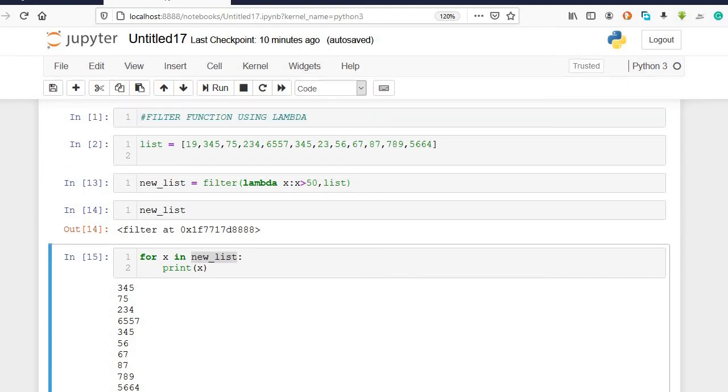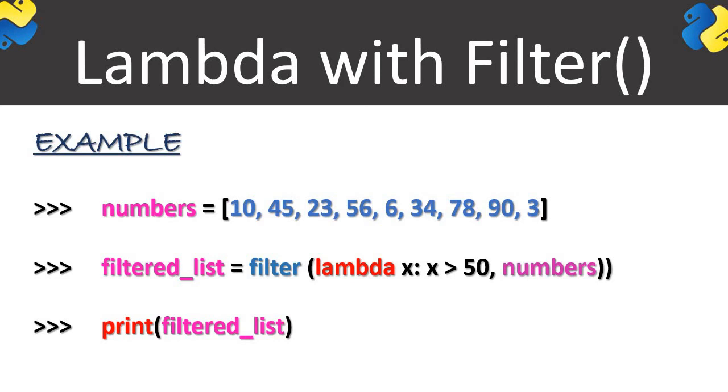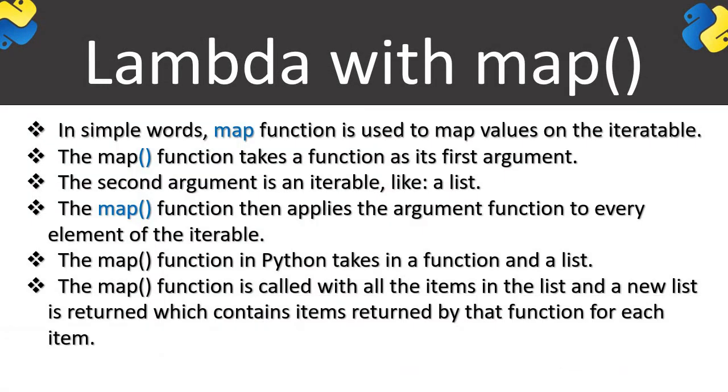So now let's move to our next topic and see map function with lambda. A map function is used to map values on the iterable. The map function takes a function as its first argument and the second argument is an iterable like a list. As we were doing in filter function, map function also takes two arguments and the first argument will be the function and the second argument will be the iterable. The map function then applies the argument function to every element of the iterable.